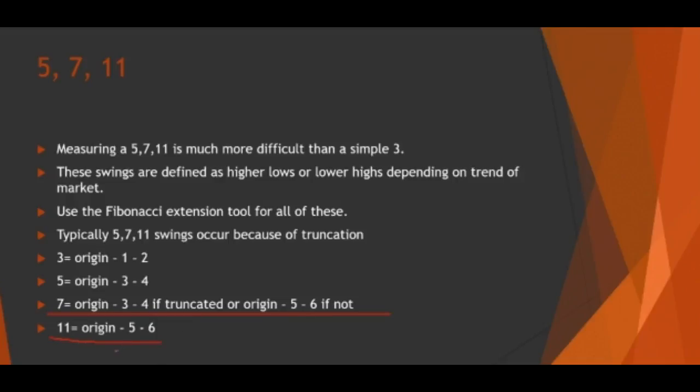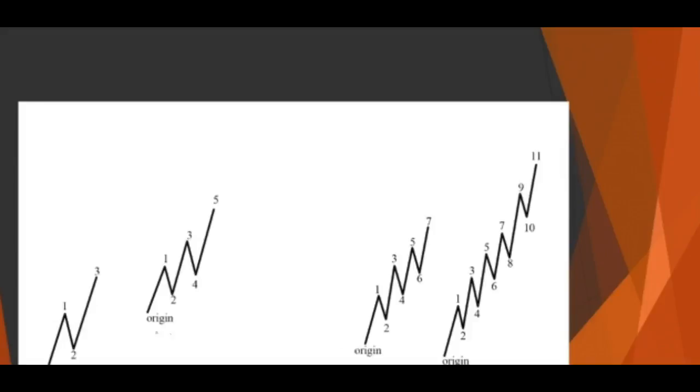And then finally on the 11, it's just from origin to 5 to 6. Okay, so what this looks like, again, is very simple. If we have a 3 swing market, as you know in the tool, you click and drag, and you're basically putting your little dot on your origin, on your 1, and on your 2, okay, in your tool. And this is the red dotted line that we talked about. Okay, on a 5 swing, all it is, is the dot here, and dot here.